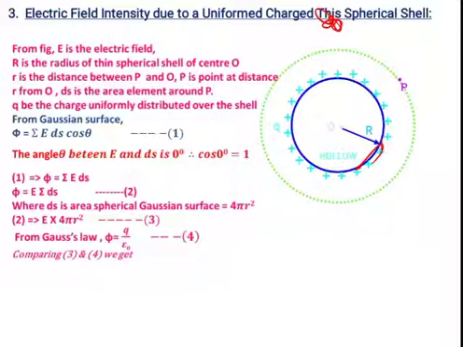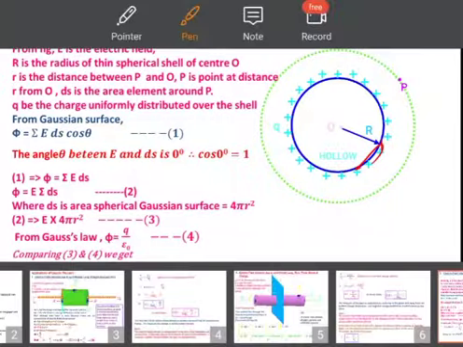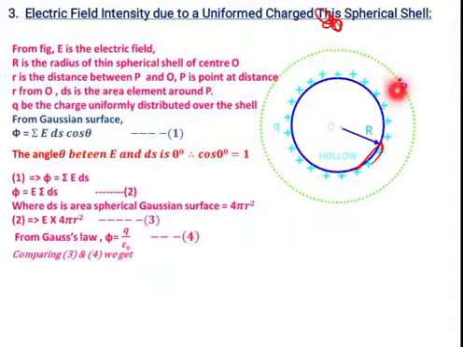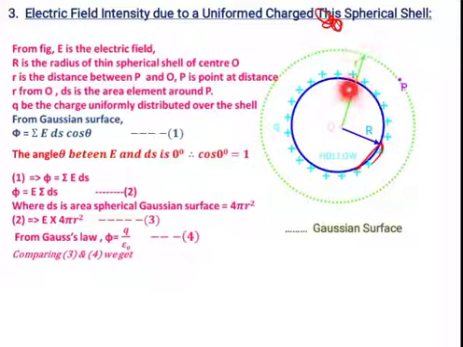This green dot indicates a Gaussian surface, an imaginary surface. From this P to O is R. The OP distance is R. Now we want to study the Gaussian surface and the total electric flux, how much it is.